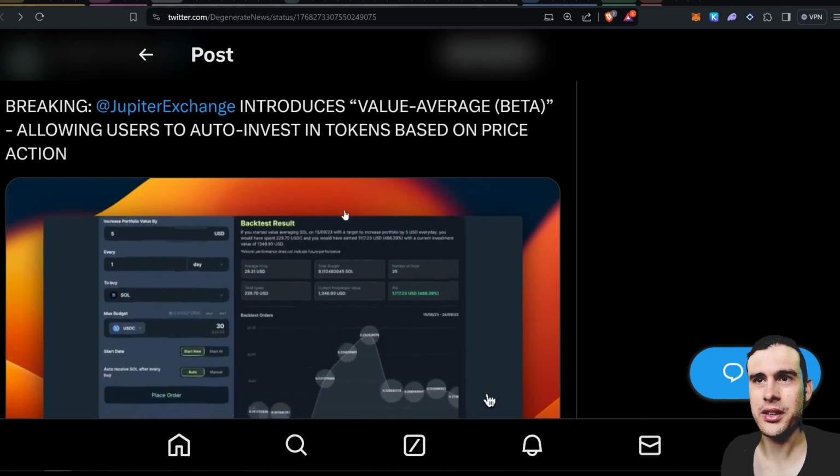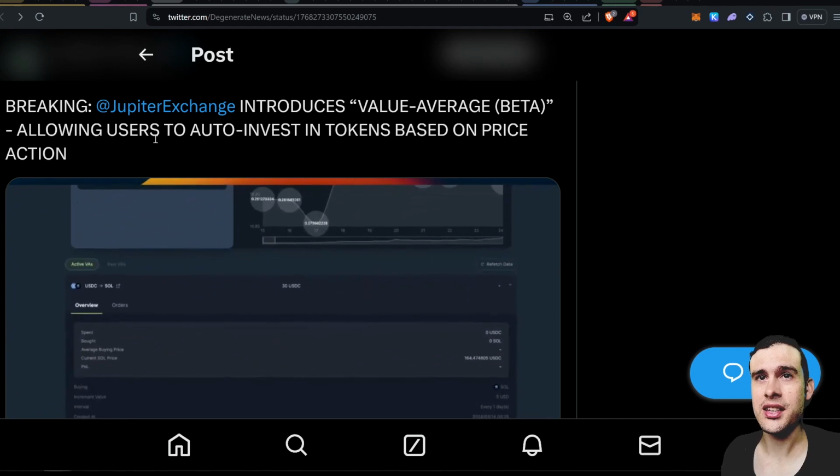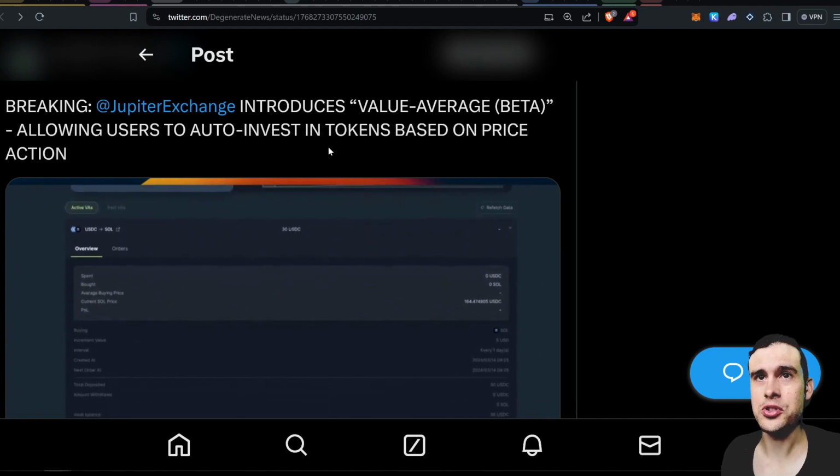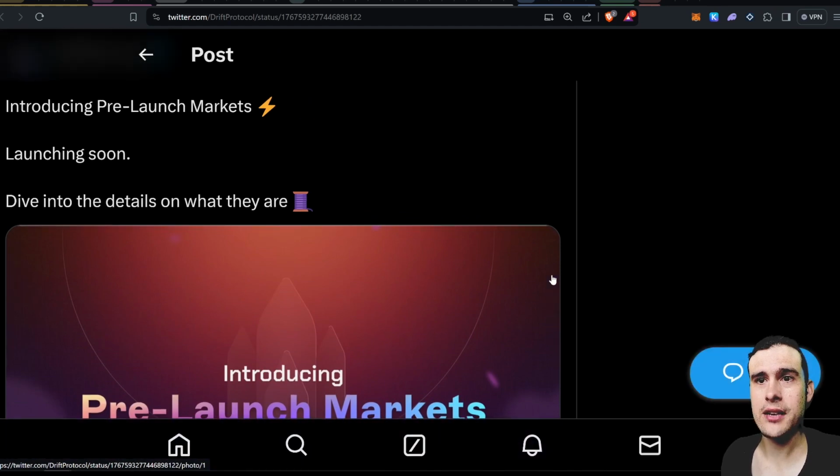Nothing, kind of boring, and there's nothing really else going on. Jupiter has got a lot going on. This thing is absolutely huge for the Solana ecosystem as a whole. Moving on, we have some information.